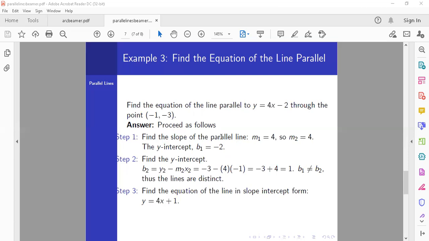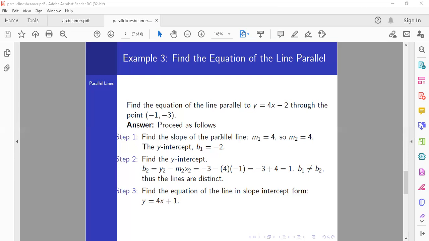So we're going to use our formula. Here we have y2 minus m2 x2. That's the y coordinate minus the slope of the line times the x coordinate. And remember, those things are all associated with the line that we're trying to build. So we have -3 for the y coordinate, minus 4, the slope, times -1, the x coordinate of the point we're trying to go through. We do the arithmetic and we get 1.